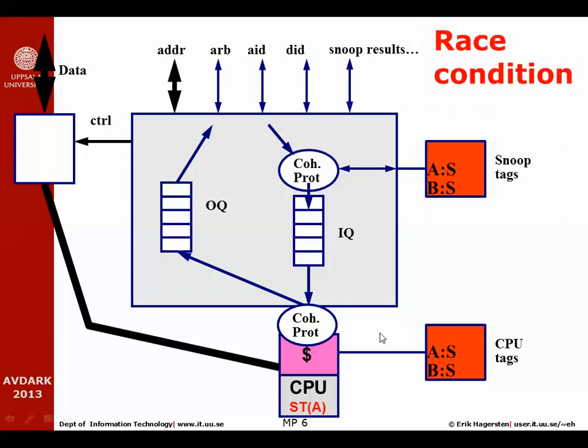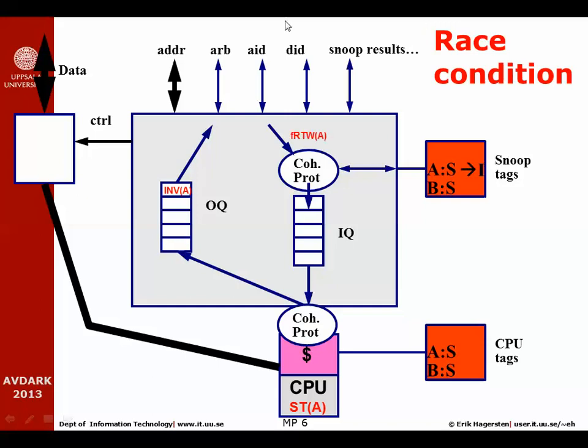So that all went well, but let's look at a situation where a race condition can be created due to the buffering and the dual tags. So once more, the CPU wants to store to cache line A. It sends out an invalidation transaction up here because it already has the data in state shared, and all it wants to do is to invalidate everybody else.